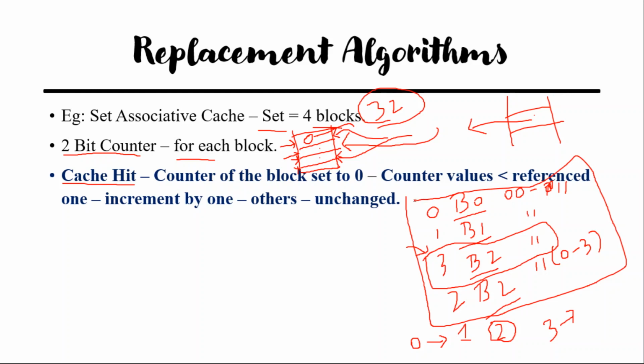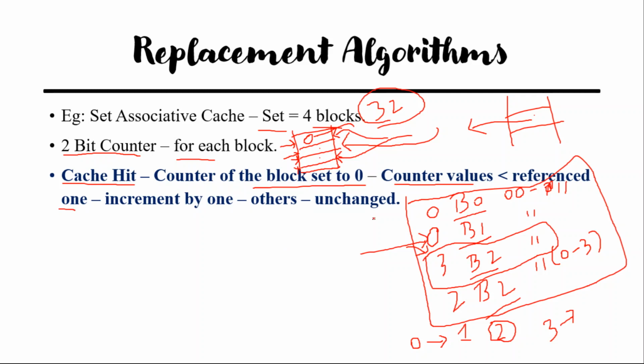In that case, what should happen to the counter values? If the CPU is trying to access this particular block and that block is available in the cache, then the counter for that block will be made 0. This is the one recently accessed, so its counter will be made 0, and all other counter values which are less than the referenced one will be incremented by 1.